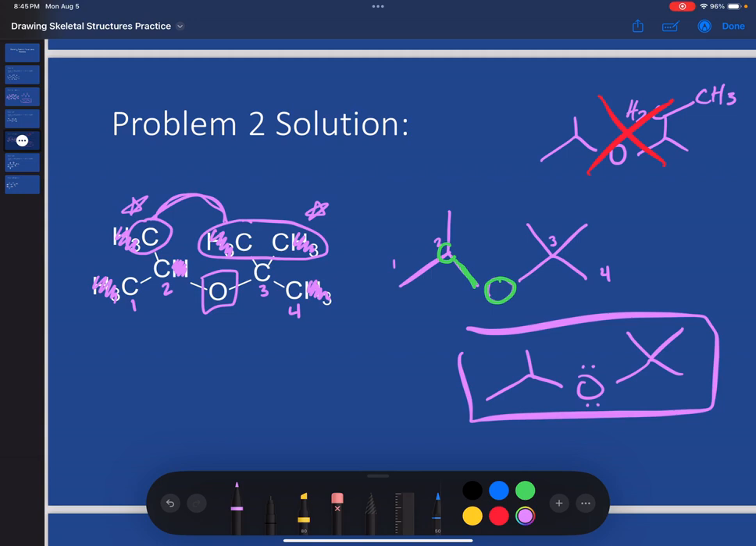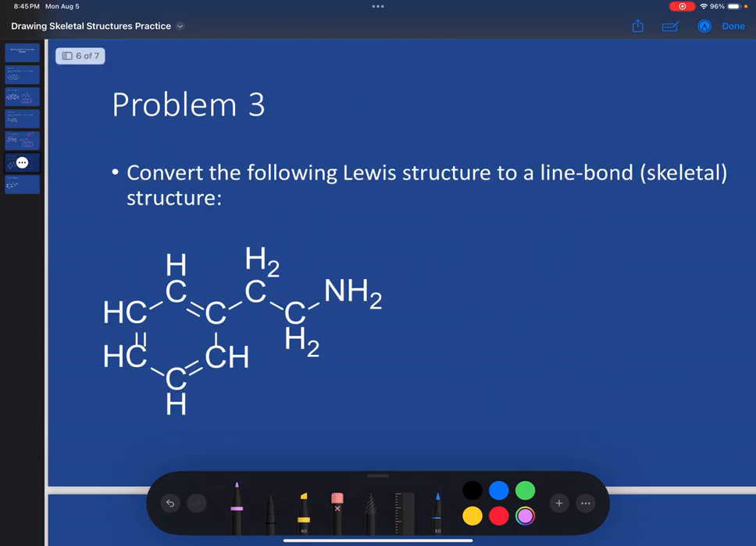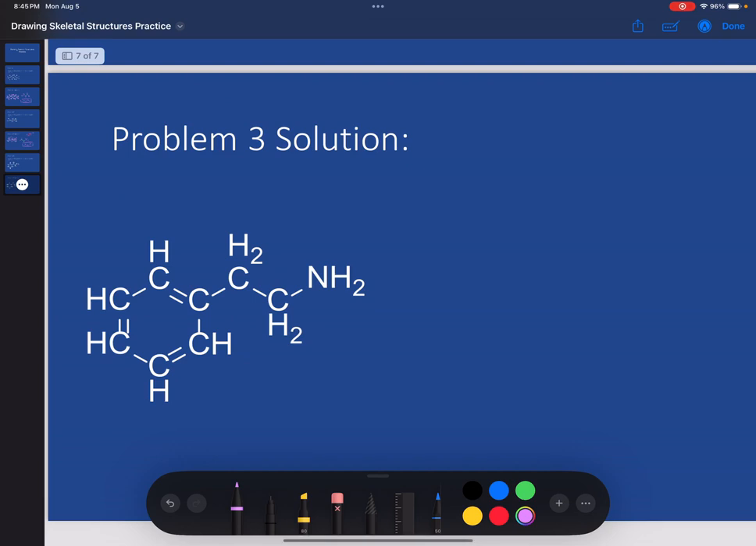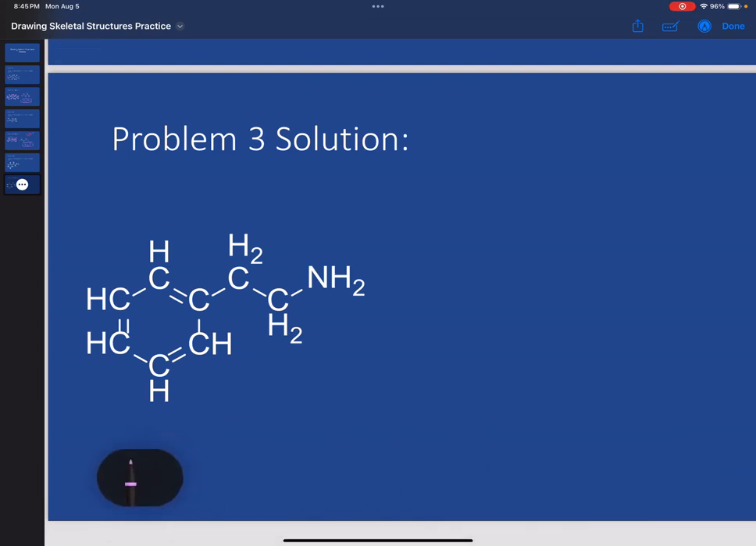Okay, so the last problem we're going to look at in this video is getting a little bit more complicated, but it's still going to be fine. We're going to do the same thing where we draw the skeletal structure for this third problem. Like previously, here's where you would hit pause. Otherwise, I'm going to go ahead and continue. So still going to do the same strategy.